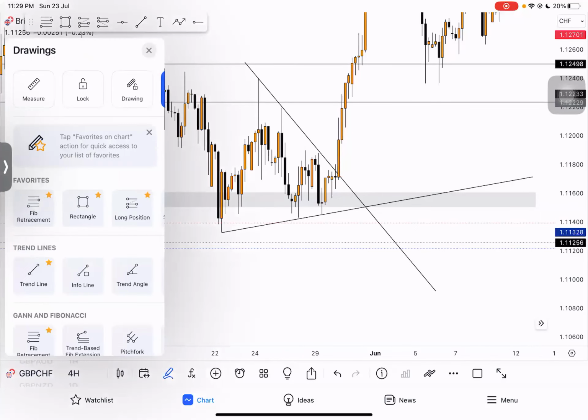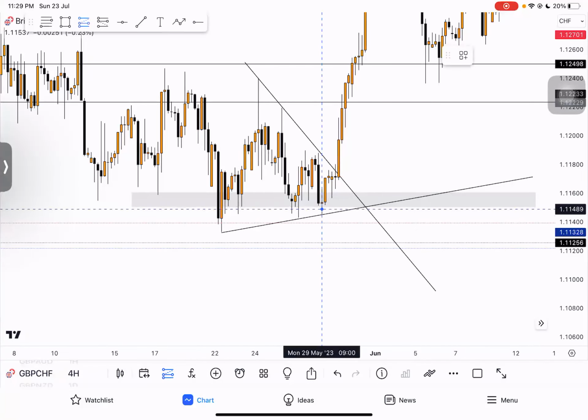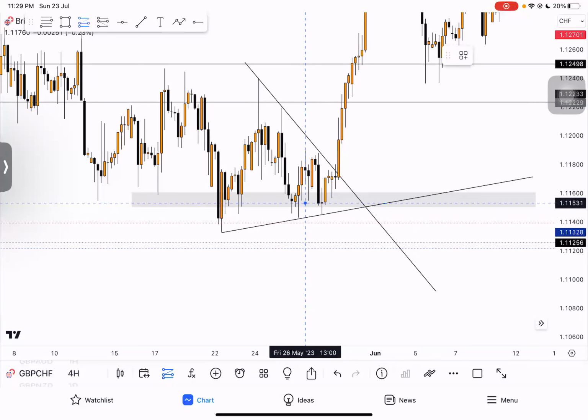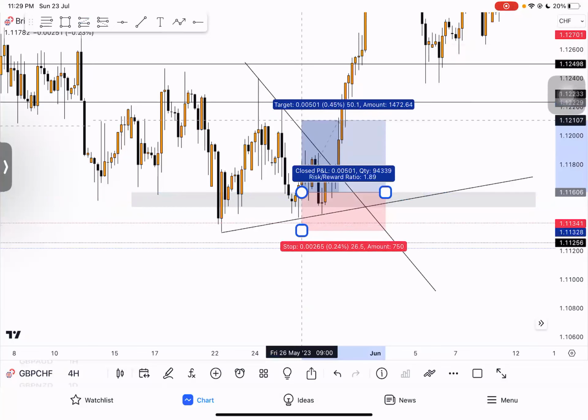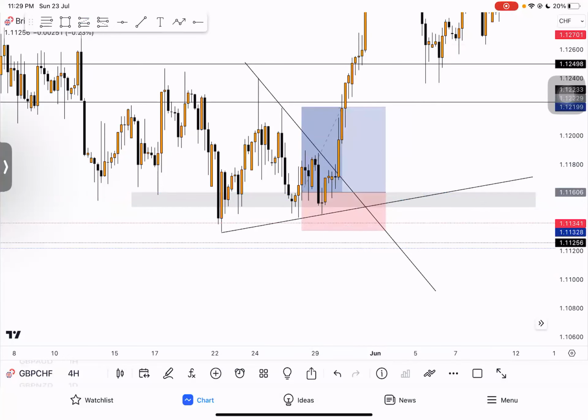Your SL will always be like 20 pips. For currency, usually I use 20 pips only. Okay, 20 pips away from the zone. Somewhere here, your TP will be the highest.